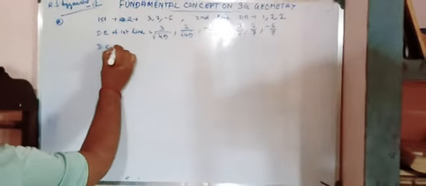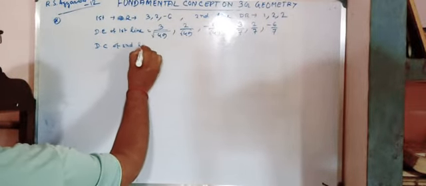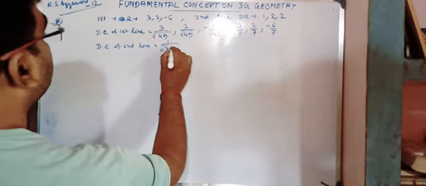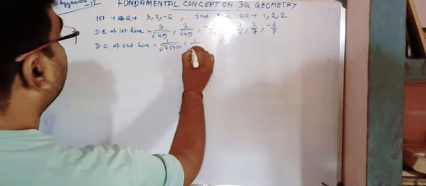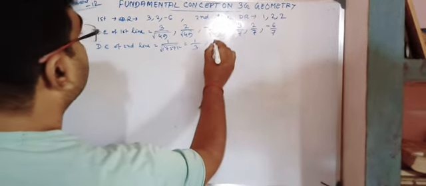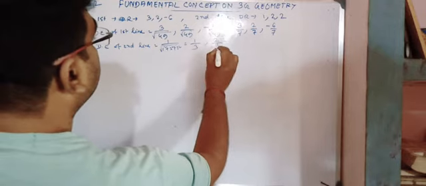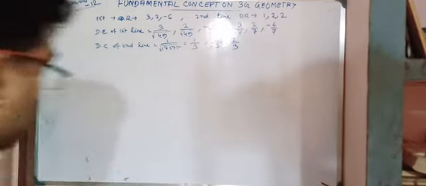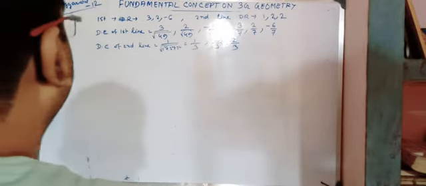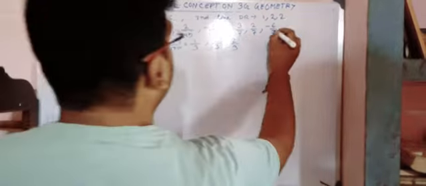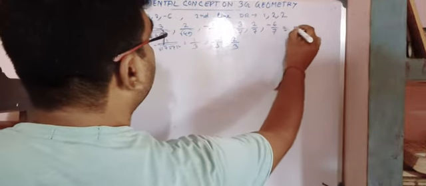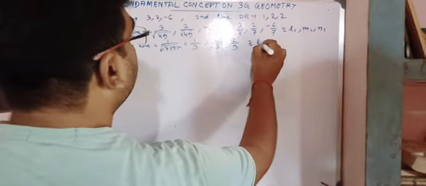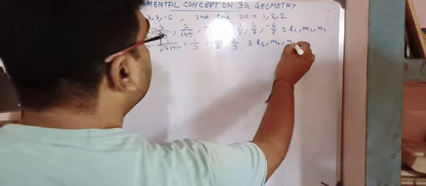And the direction cosine of the second line is equal to 1 by root of 1 square plus 2 square plus 2 square. That is 1 by 3, 2 by 3, 2 by 3. So this is my l1, m1, n1, and these are my l2, m2, n2.